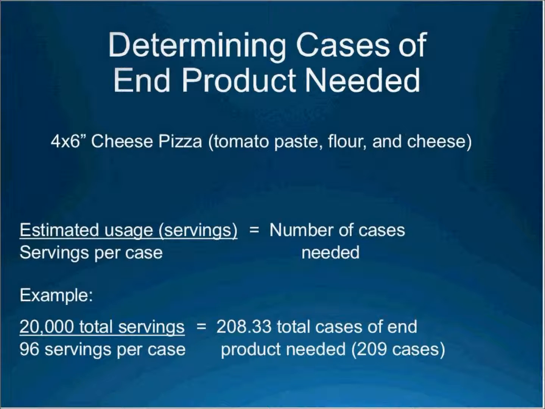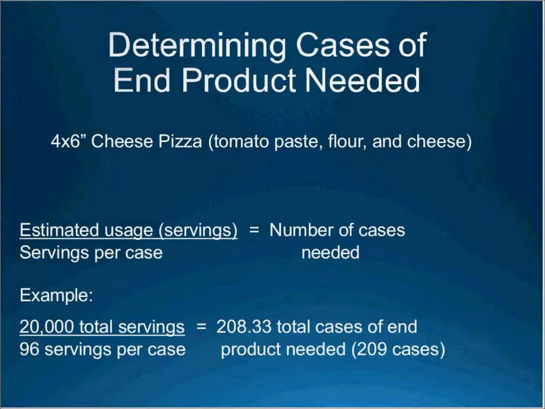We will multiply 2,000 servings of pizza times 10 months. This equals 20,000 servings of pizza needed for the school year. Each case of pizza from the processor contains 96 servings. Remember, you can determine the number of servings per case from the processor's SEPDS.